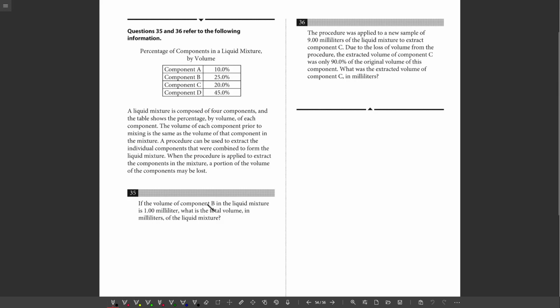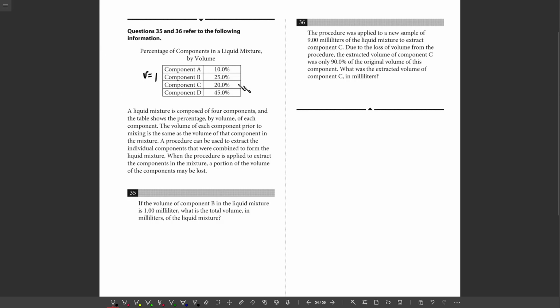35. If the volume of component B in the liquid mixture is 1 milliliter, what is the total volume in milliliters of the liquid mixture? Okay. So if the volume of component B in the liquid mixture is 1, so the volume of this is 1, what is the total volume?